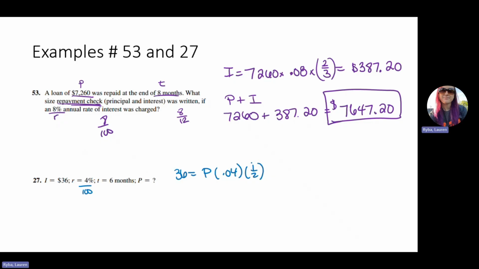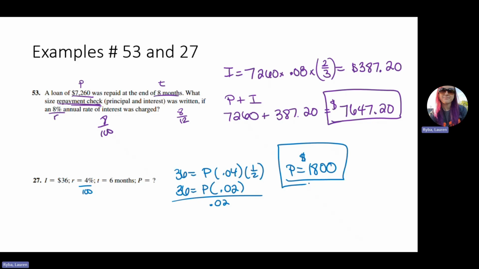What I like to do is multiply the numbers on the right-hand side here. So 36 equals P times half of 0.04, which is 0.02. And now I have P times 0.02. To get P by itself, all I have to then do is divide by the 0.02. And when I do that, my initial principal was $1,800.